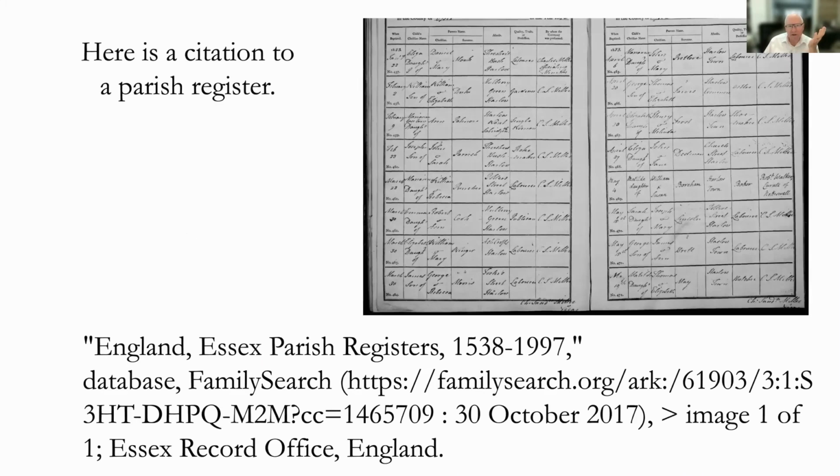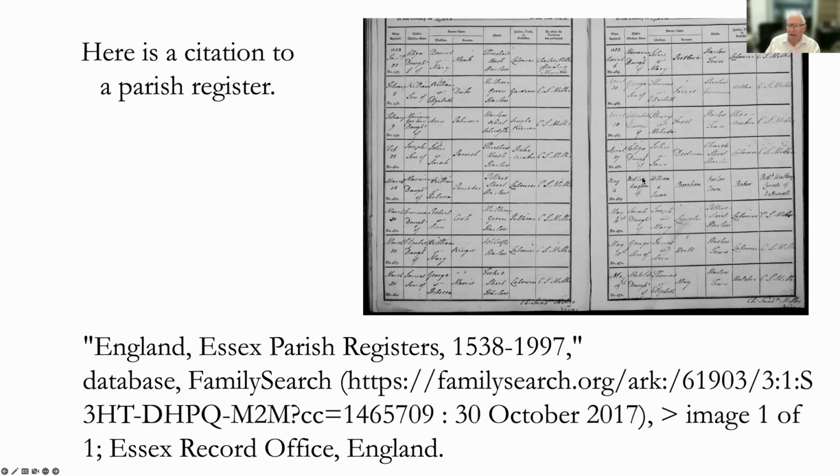So here's another citation. This is a citation to a parish register, and here we have it. It's the English Essex Parish Registers 1538 to 1997 database on FamilySearch, and here is the link directly to that record, and here's the record. Now, granted, we're on this page, but we have to look for the person we're trying to find, so we still have to go down through the entries here.